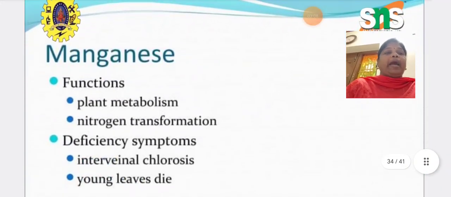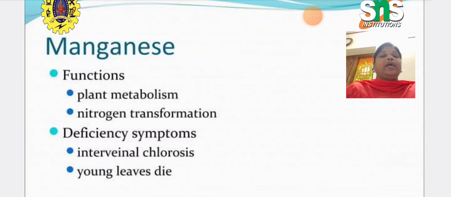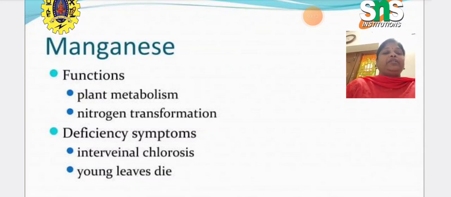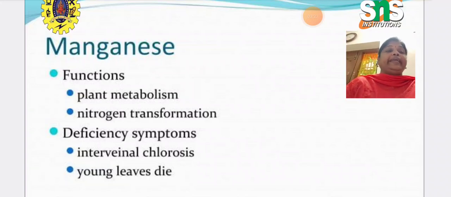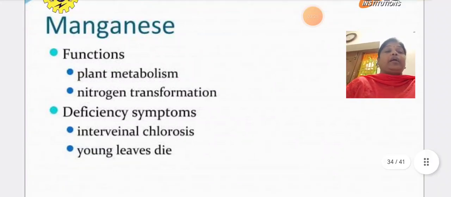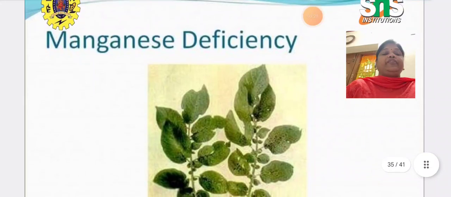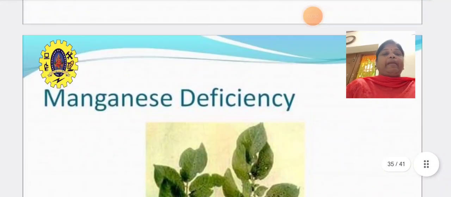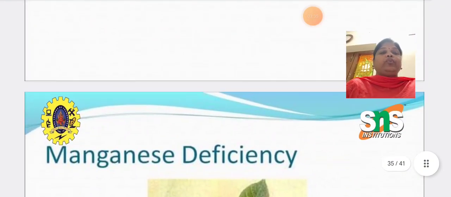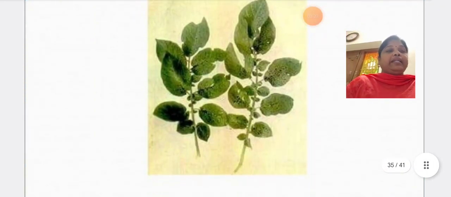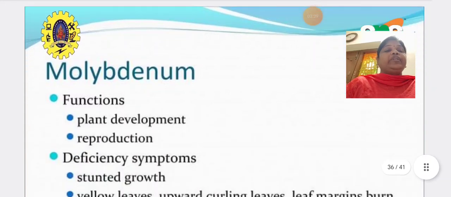Then another nutrient is manganese. The functions of manganese are plant metabolism and nitrogen transformation. These two functions are mainly involved with manganese. The deficiency symptom is again interveinal chlorosis, mainly occurring in young leaves, which will die. The picture shows manganese deficiency, interveinal chlorosis. Young leaves die.